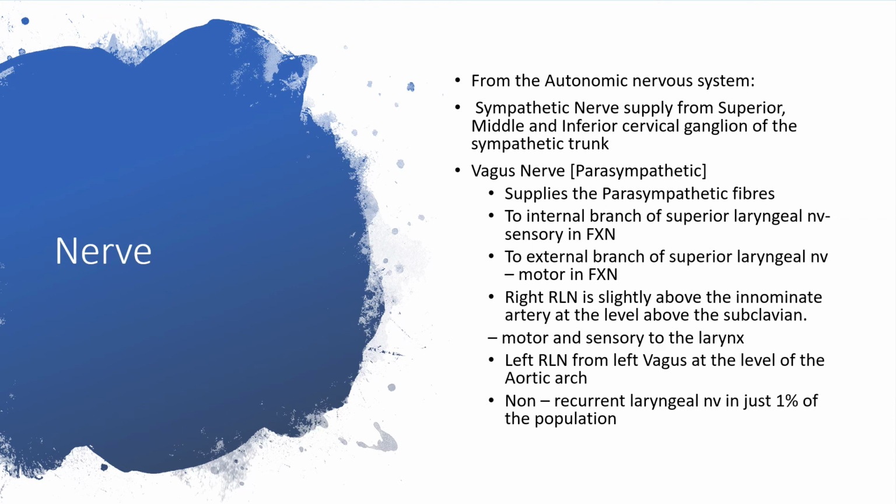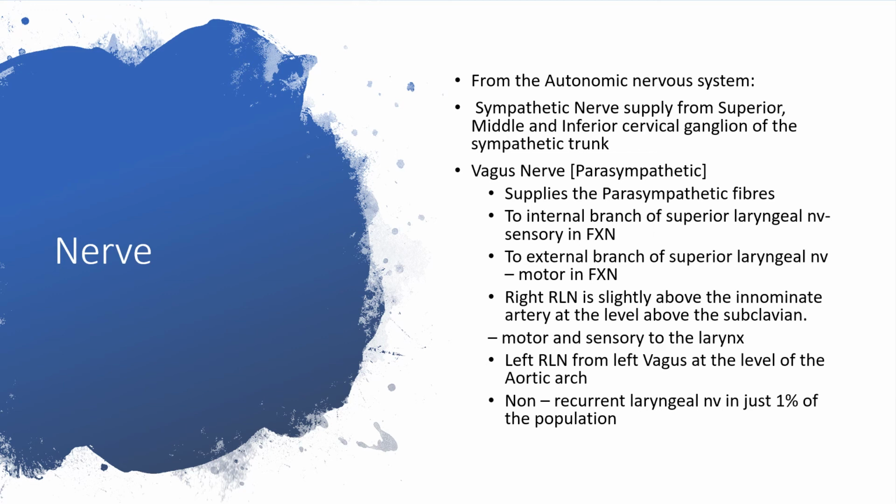Nerve supply. Majorly from the autonomic nervous system. And you know, the autonomic nervous system comprises sympathetic and parasympathetic. The sympathetic nerve supply is from the superior, middle, and inferior cervical ganglia of the sympathetic trunk, while the parasympathetic portion has its source from the vagus nerve.